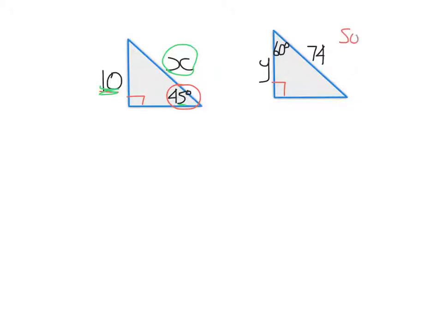Our acronym was SOHCAHTOA, so I go to that acronym. Which one involves opposite and hypotenuse? It's this one here. The S stands for sine. So we are going to use the sine ratio. We set up our equation: sine of theta, sine of the angle, equals opposite over hypotenuse.